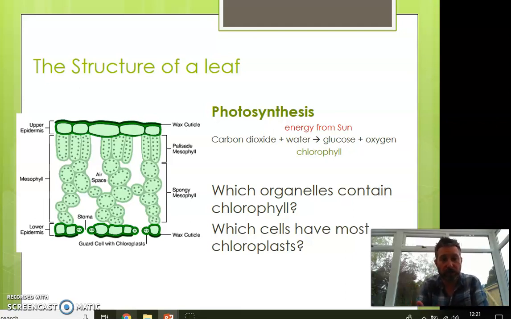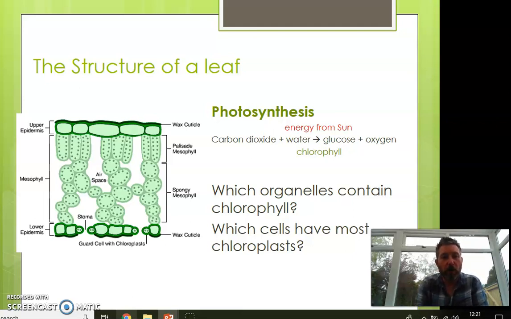So the structure of a leaf is designed to maximise photosynthesis. There's a lot of space to allow gases to diffuse in and out. You've got stoma, which control the amount of carbon dioxide going in. So during the day they'll be open for photosynthesis. In the evening they will close because the plant will be respiring all of the time, but only photosynthesizing in the day. The upper part of the leaf contains palisade cells, and those palisade cells have large amounts of chloroplasts so that they can maximise photosynthesis.